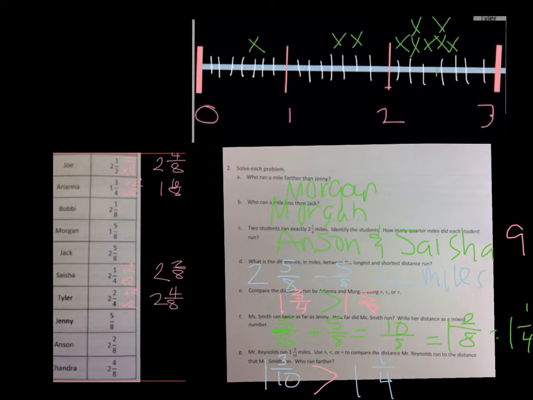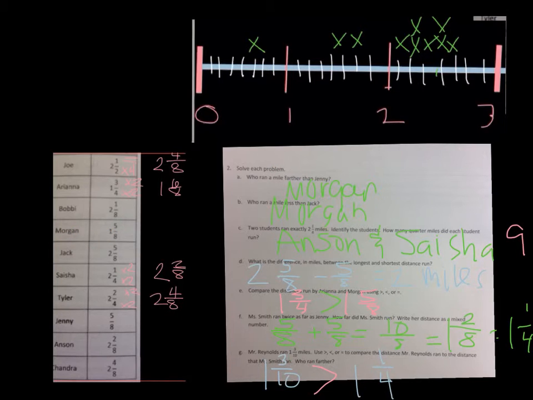Let's go through the problems in 2. 2A asks, who ran farther than Jenny? So we first need to go, who ran a mile farther than Jenny? We first go to Jenny and we see that she ran 5/8 of a mile. So we need to add 1 mile to that to get 1 5/8 mile. If you look through the chart, you can see that Morgan ran 1 5/8 of a mile. So the answer is Morgan.